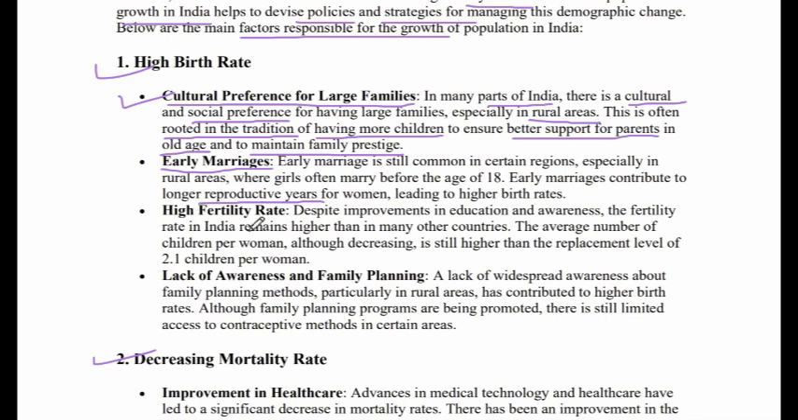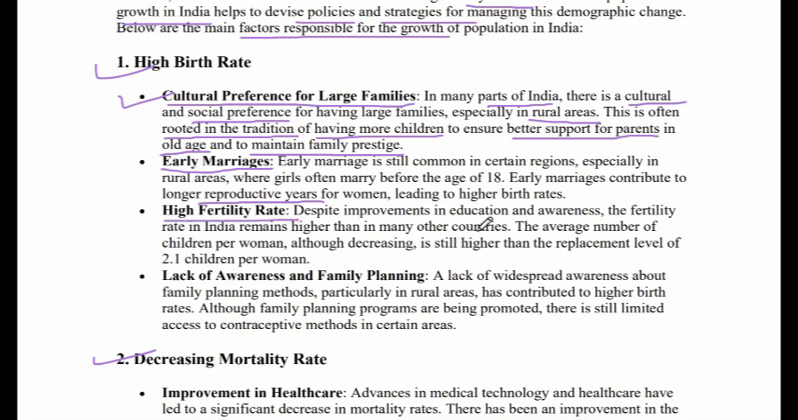for women. It's not that they keep giving birth to many children, but even 5, 6, 7, we all have come across that many children in one couple. High fertility rate.